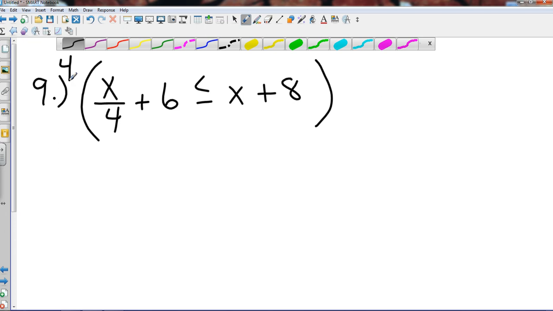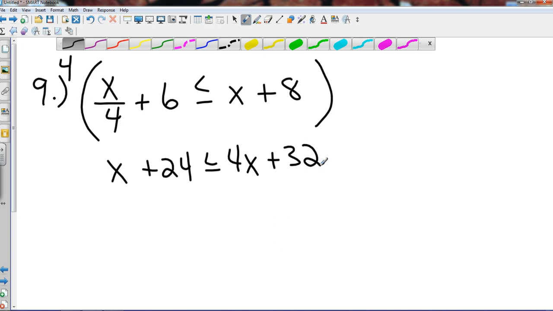Everything. So what's x over 4 times 4? Just x. 6 times 4? 24. X times 4? 4x. 8 times 4? 32. I promise you, if I put that question for number 9, instead of the x over 4 part of it, I would get a lot less questions. Why? Because the fraction's eliminated. Now I've got variables on both sides. I just start working it.